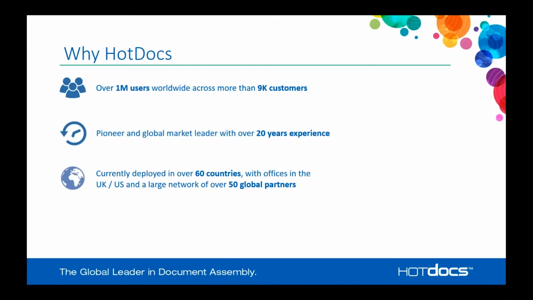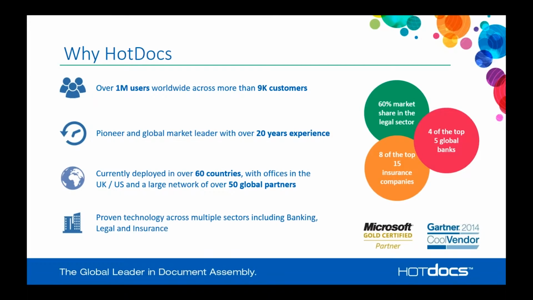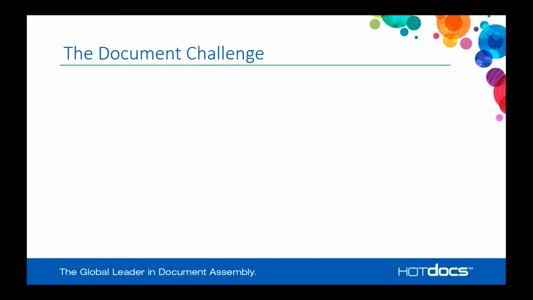Currently, HotDocs is deployed in over 60 countries worldwide, with our primary offices in the UK and the US, and we have a large network of over 50 global partners. HotDocs is a proven technology that really works across various vertical markets. HotDocs started in the legal market, and we still have a very large presence there. But as you could imagine with document assembly, it's going to be very prevalent anywhere there's a lot of repetitive document creation. So also in insurance and banking, we have a very large presence, including for the top 5 global banks. We're also a Microsoft partner and have received various awards over the years for our product.